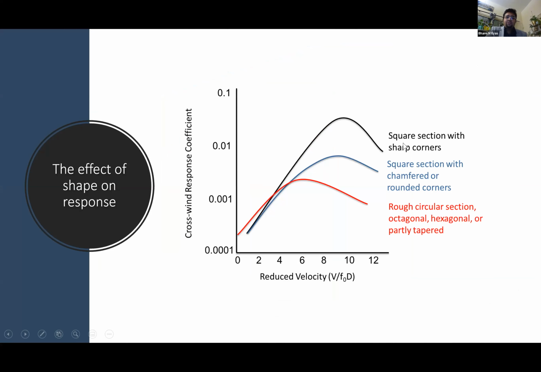And this is a quick slide to show you how all that changes and actually helps. If you look at the square cross section, it gives a very high crosswind response, which we really don't want. We want something like the red line, which is a lower response. You can see that a circular, a hexagonal, and a partly tapered shape have given us a lower response compared to the other shapes.